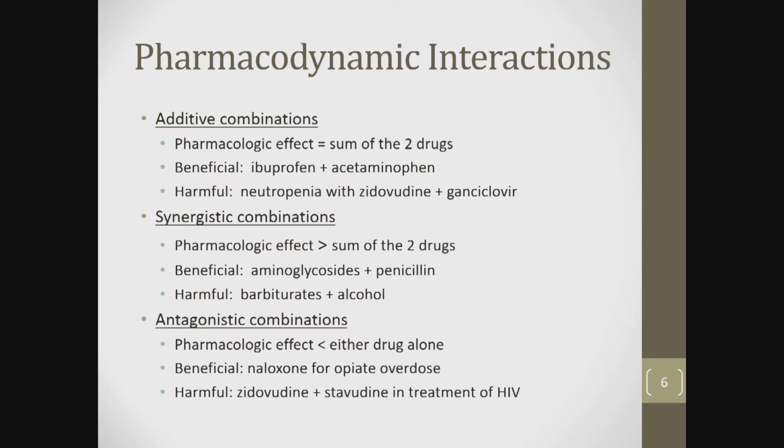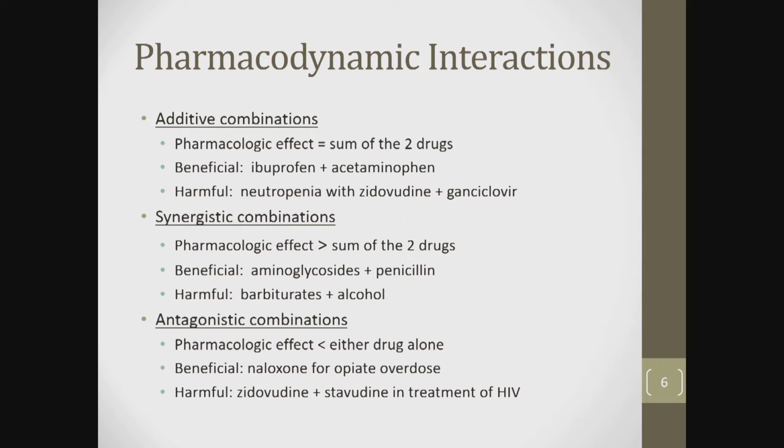So some examples of pharmacodynamic interactions. We have additive combinations, and some examples there when you combine sedatives, for instance, with pain medications, or anti-seizure medications with pain medications, that can cause oversedation. A beneficial pharmacodynamic interaction is that of ibuprofen and acetaminophen used together in combination to treat pain. A harmful example is zidovudine, an HIV medication used early in the treatment of HIV, with ganciclovir, which is an antiviral drug used to treat CMV infection. It was discovered early on in the early treatment of HIV that the two drugs in combination cause severe neutropenia.